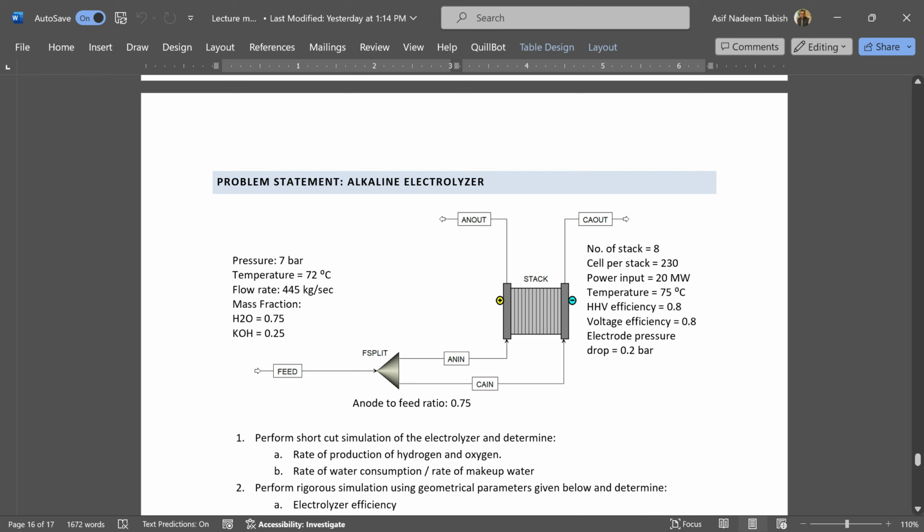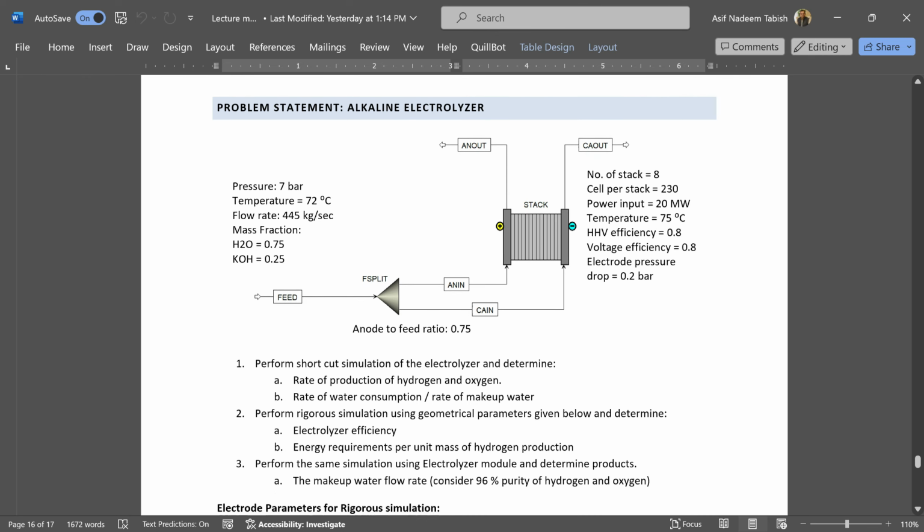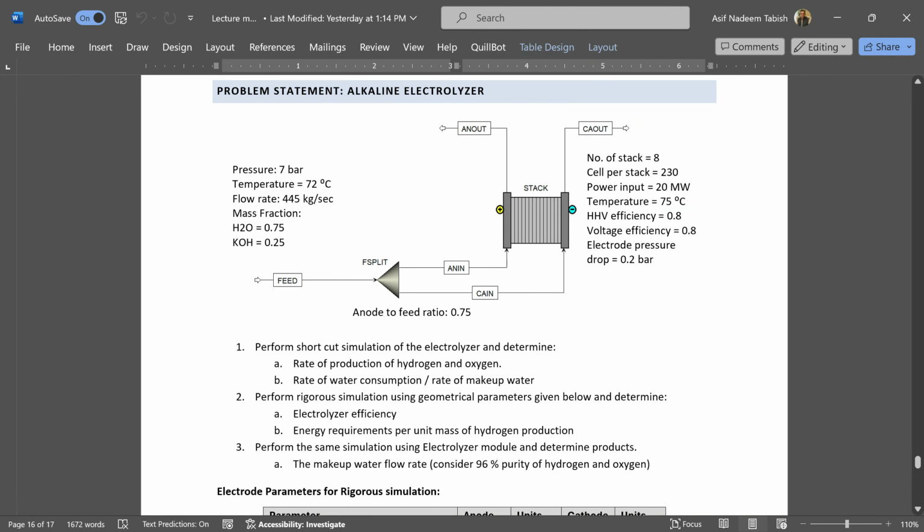Consider isothermal operation of the stack at 75 degrees Celsius, which means that any heat produced as a result of electrochemical reactions will be dissipated from the stack. The higher heating value efficiency of the stack is 80%. That indicates the conversion of chemical energy of the feed into electrical energy. Also, the voltage efficiency is 80%. That indicates the actual voltage over the theoretical voltage, and the pressure drop on both of the electrodes is 0.2 bar.